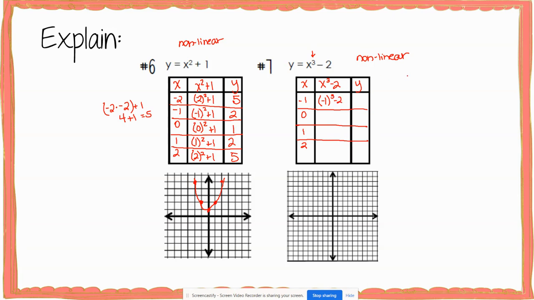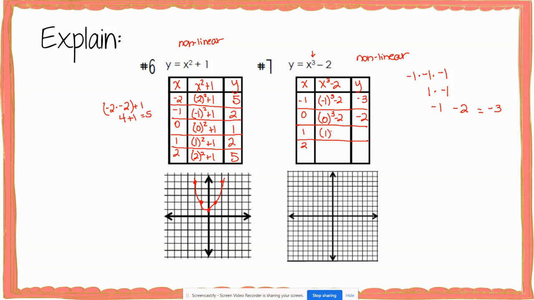Remember, -1 to the third power is going to mean -1 times itself 3 times. Well, -1 times -1 is +1. Then +1 times -1 is -1. Now, then I still have to do -2. -1 minus 2 gives us -3. Then I have 0 to the third power, -2. Well, that's just 0 times 0 times 0, which is still 0. And then 0 minus 2 is -2.